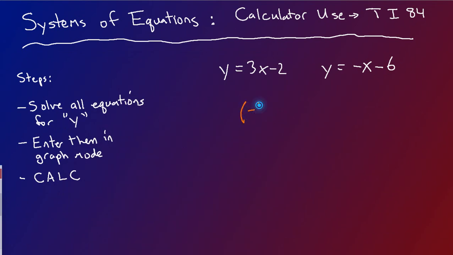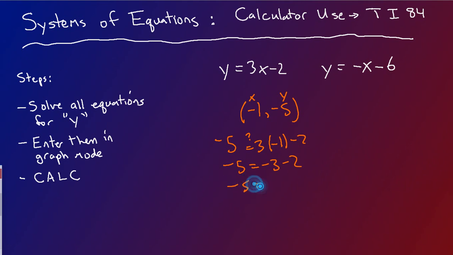So negative 1, negative 5. And what that means is it makes both of these true. And if I wanted to check, well, this is x and this is y. So I'd say negative 5 equals 3 times negative 1 minus 2. And I'm asking a question, is this actually correct? And negative 3, following my order of operations, multiply and simplify. And yes, it works for that one, but I should also check the other one.